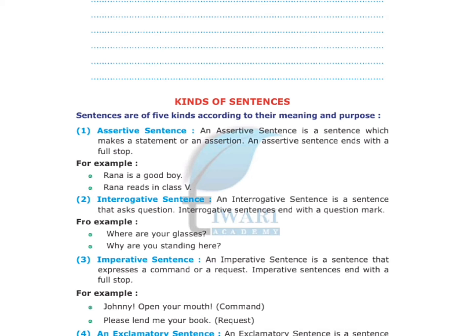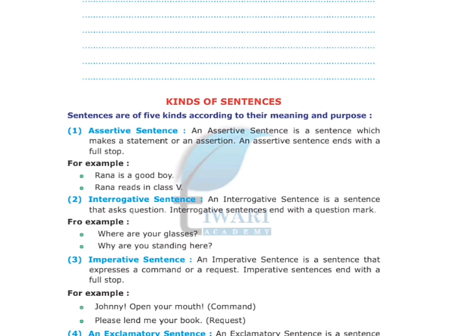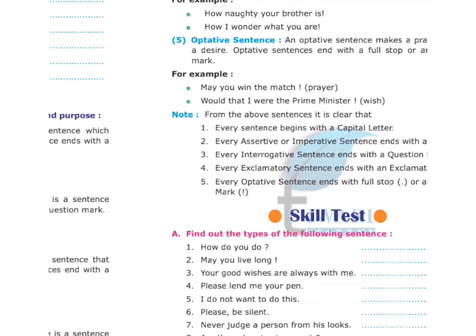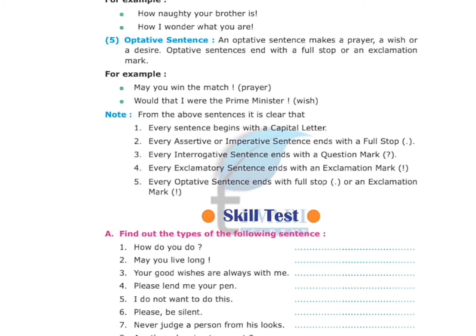Okay. What is the exclamatory sentence? An exclamatory sentence is a sentence that expresses a strong feeling, a strong feeling or sudden remark. An exclamatory sentence ends with an exclamation mark, like how naughty your brother is! So in the end you have to put an exclamation mark. Look at the end, it is an exclamation mark. How I wonder what you are! Okay, it is a feeling we have to express, certain things we have to just express.